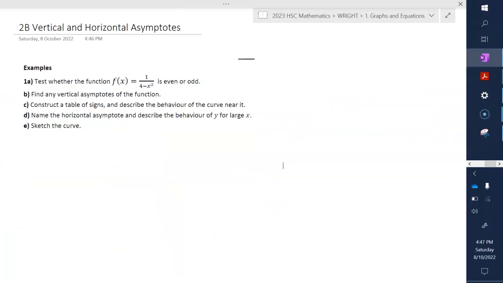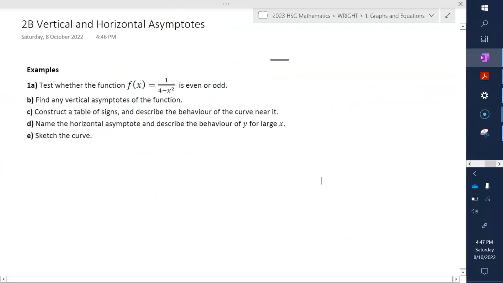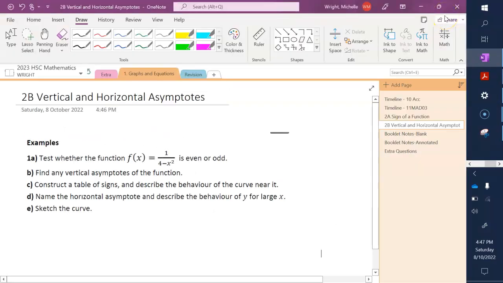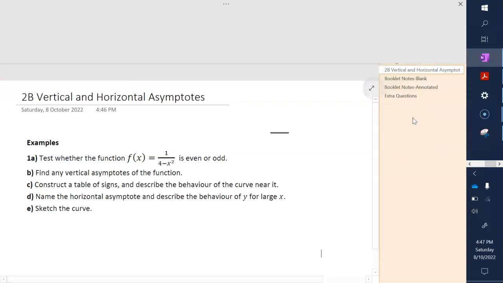Okay, now I'm going to have a look at another question. This one is not in your booklets. I want to do this one, however. You will find this in the OneNote. On the side, we're looking for our timeline. We've got extra pages in there. So 2B, vertical asymptotes, horizontal asymptotes. You'll find that in there.